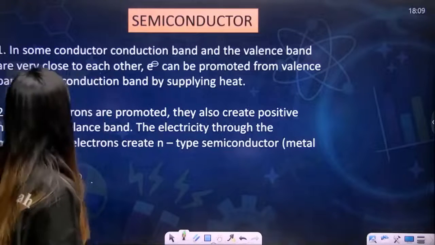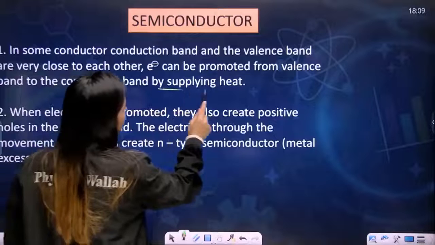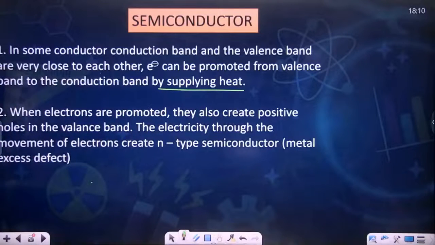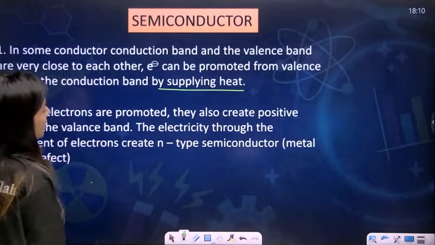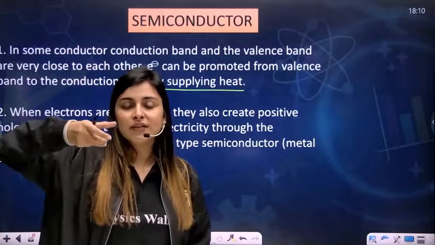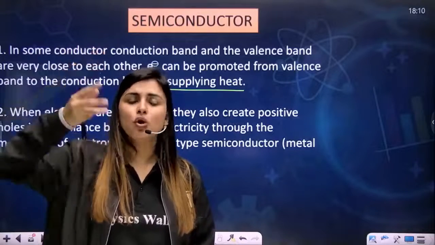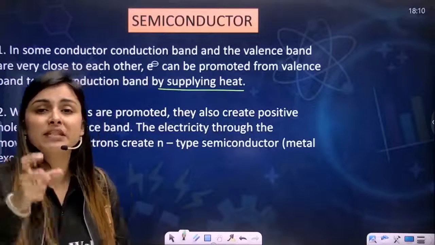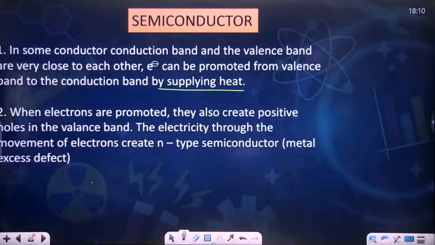An electron can be promoted from the valence band to the conduction band by supplying heat, by increasing its temperature. When the electrons are promoted, they also create a positive hole in the valence band, because when the electron goes, there will be a hole. Electron was negatively charged and now there is a positive charge, or there is zero charge. We can say it is positively charged now. There is an absence of electrons, so that is what is known as a hole.